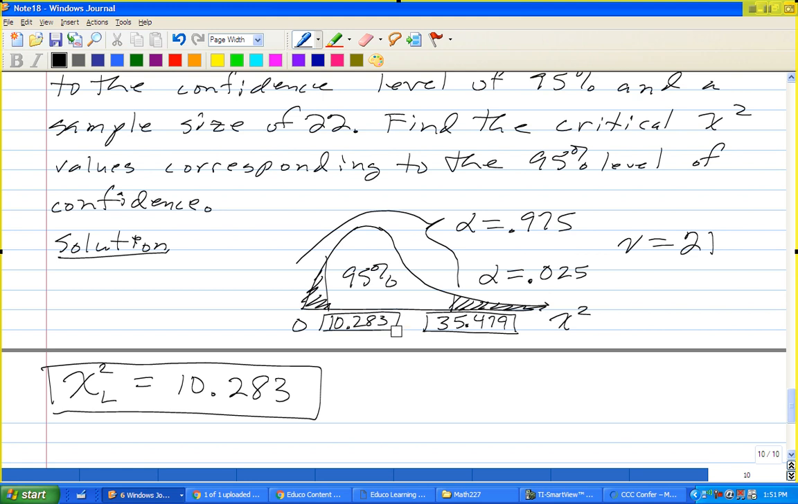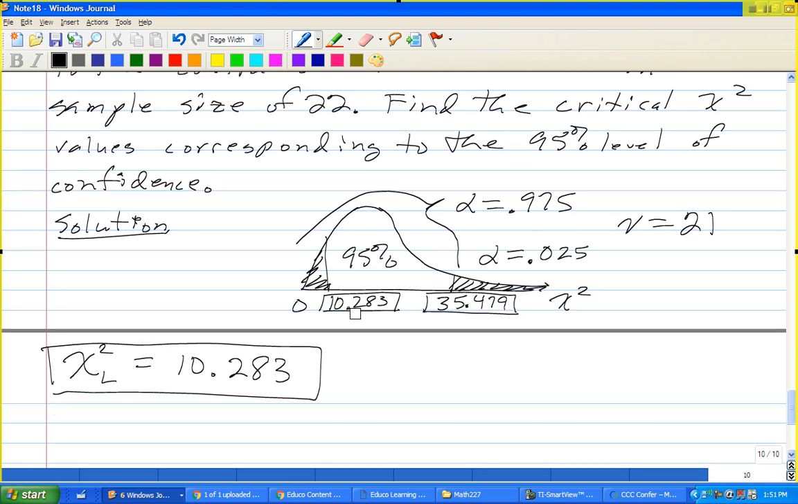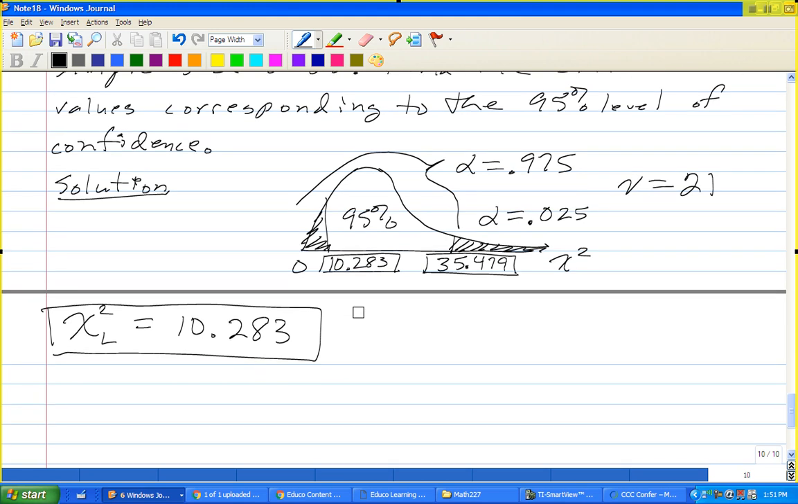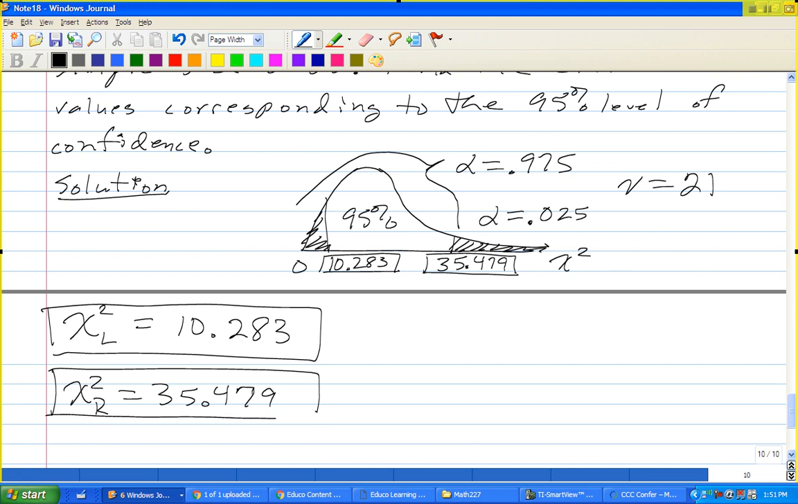So this is to the left of this value. The right one, which is to the right of this, will be 35.479. And so those are your right and left. Okay.